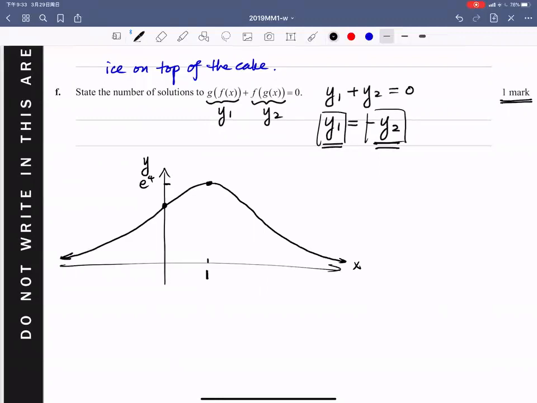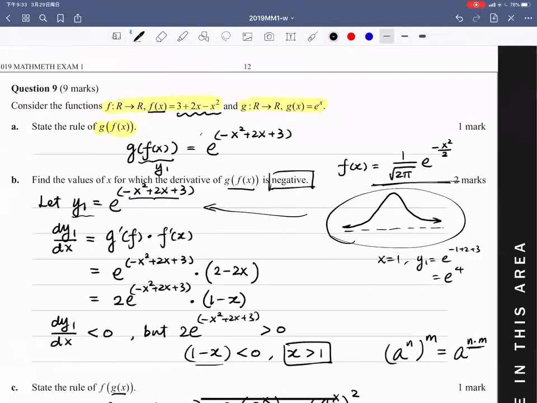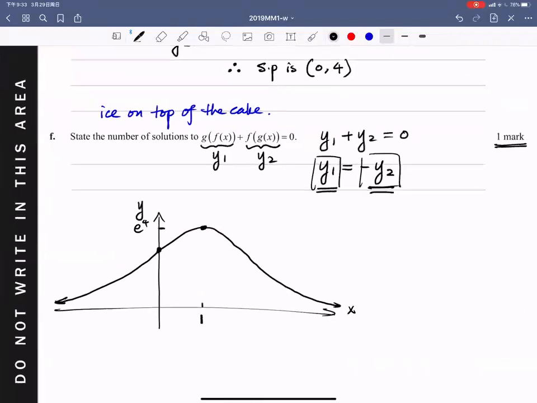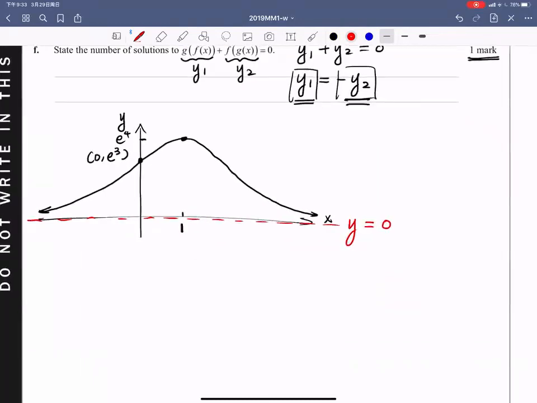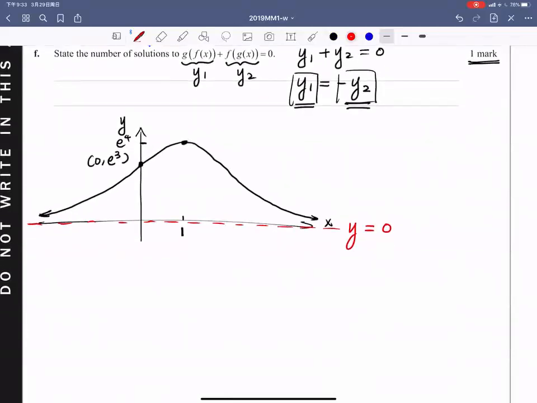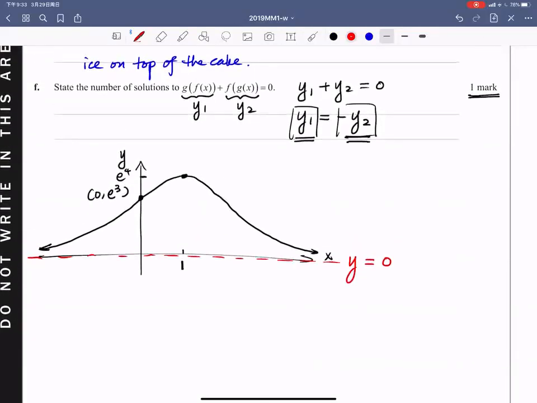When you have x equals 0 here, you have 3 plus 0 minus 0, which is 3. So this point should be (0, e to the power of 3). And don't you ever forget the asymptote, y equals 0, isn't it? Now with this one, I have my graph of y1. So this is y1.